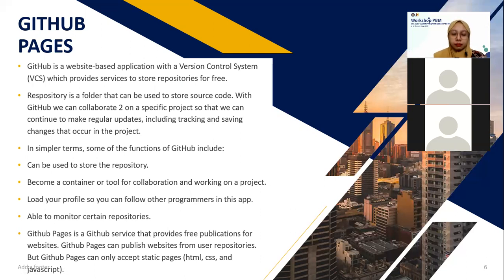So the main function of GitHub is actually as a version control system, or VCS. There are two types of GitHub. Don't get confused. There is the desktop type that you must install on your computer. That's called Git, without Hub, just Git. So Git is the application that you must install on the computer.